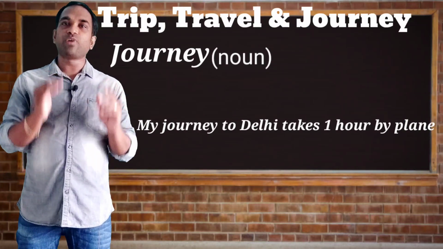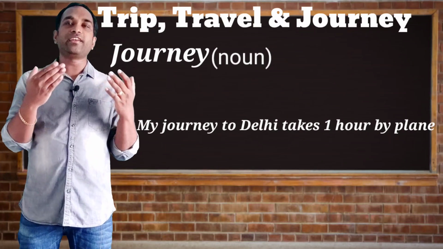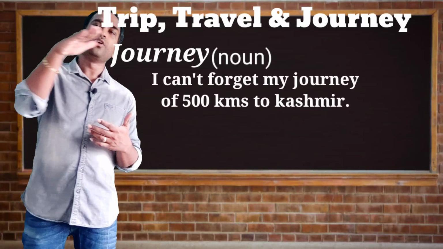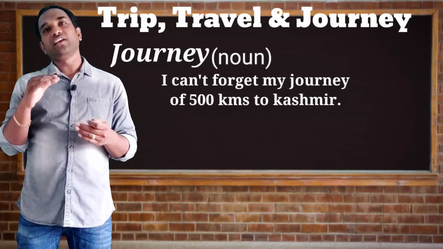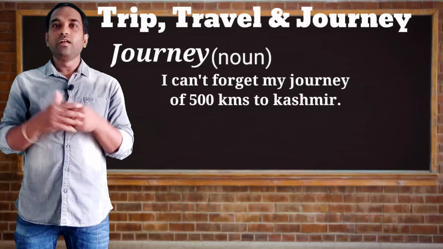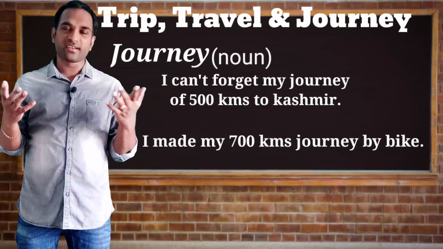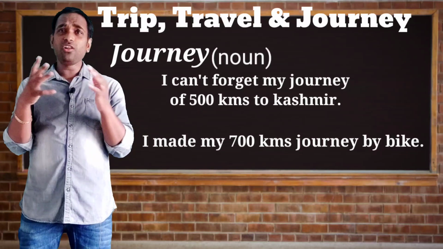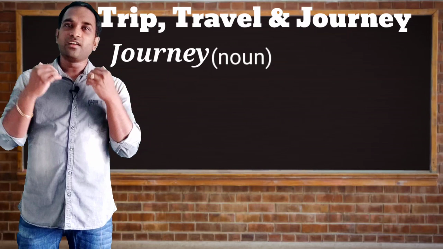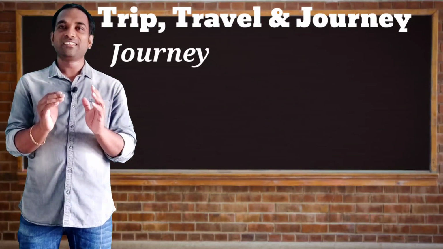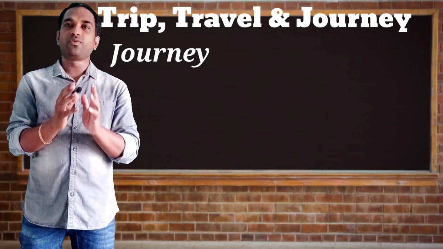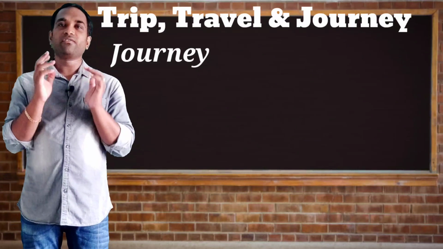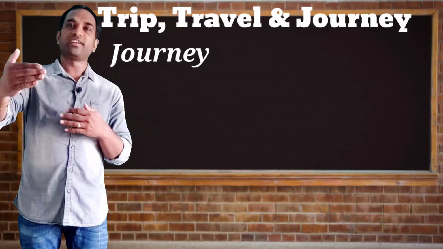My journey to Delhi takes 1 hour by plane. I can't forget my journey of 500 kilometers to Kashmir. I made my 700 kilometers journey by bike. See here, all these sentences have journey in them, and it is for a longer distance. Okay, so journey is a noun, and it can also be used as a verb in certain cases, but not always. In general, more specifically, we use journey as a noun for a longer distance.